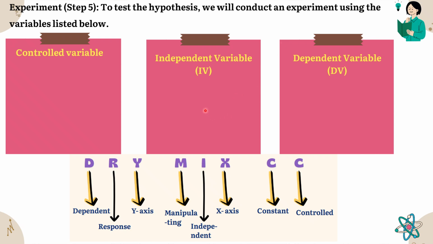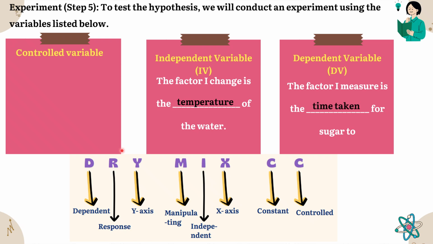In an experiment, whatever I am manipulating is called the independent variable. I'm going to manipulate the temperature, as I explained before in the previous slide. When I am manipulating the temperature, what was the response? The response was that the sugar was dissolving faster. This means the sugar is taking less time to dissolve when the temperature is high. So the response is the time taken for the sugar to dissolve. This is my dependent variable.